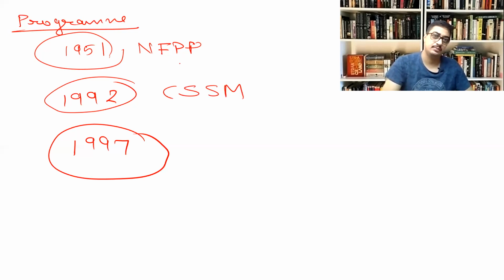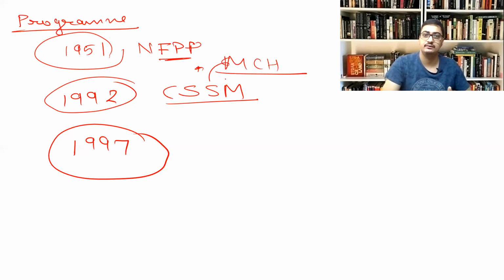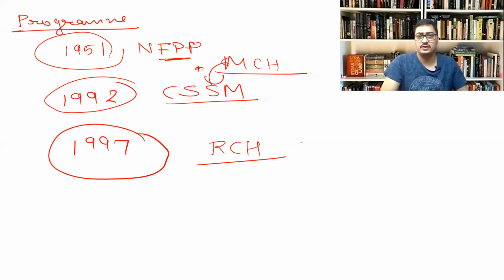So what is the difference between family planning and child survival and safe motherhood? We added maternal and child health care services into it, along with contraception, and all this maternal health would add to form the reproductive and child health care program. Then in 1997, we had the RCH program, reproductive and child health program. RCH has varied phases, phase one, phase two. Now it is a part of National Rural Health Mission, which is again a part of National Health Mission.